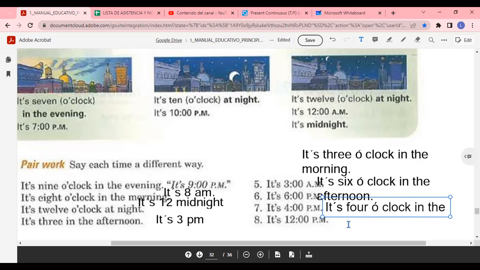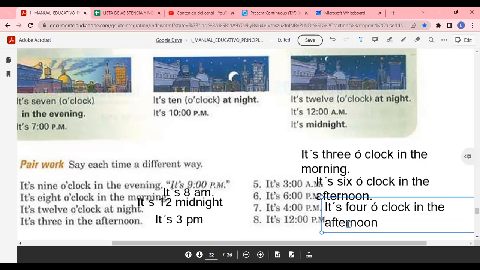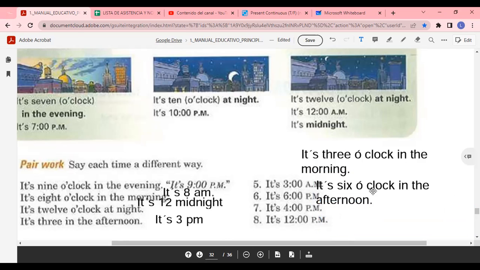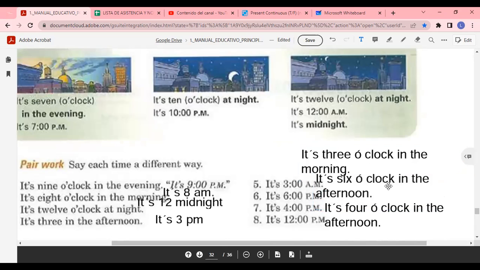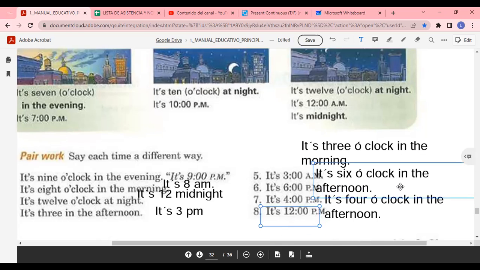Creo que las 6 p.m. sería in the evening, porque recuerden de que de 5 a 8. It's 6 o'clock in the evening. After 5, sorry. Después de las 5 a las 9 de la noche, vas a decir evening, ¿ok? Cuando llegas a un lugar, ya cuando te vas de ese lugar dices night, ok. And then we have it's 12 p.m.